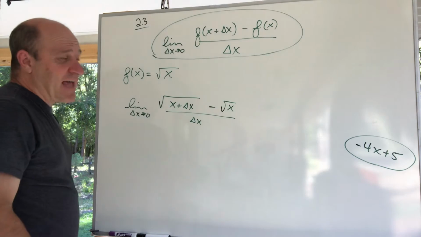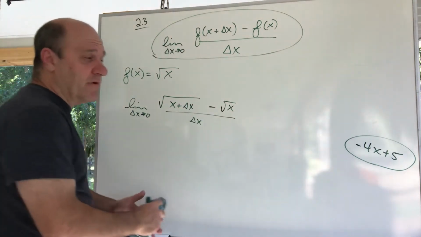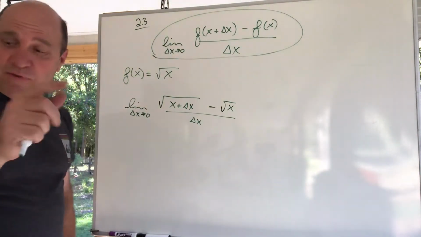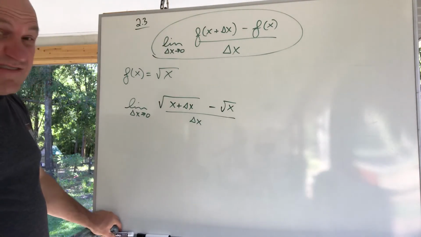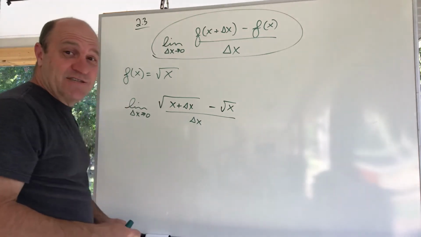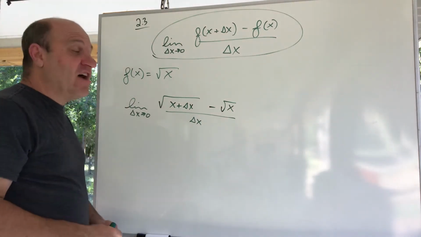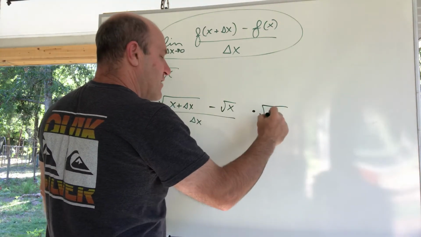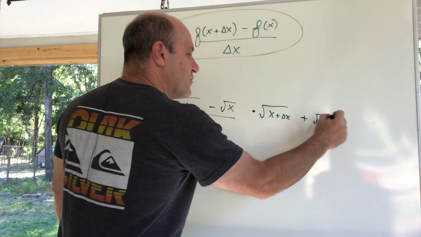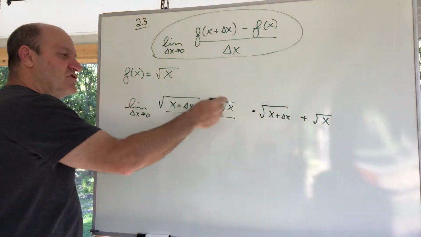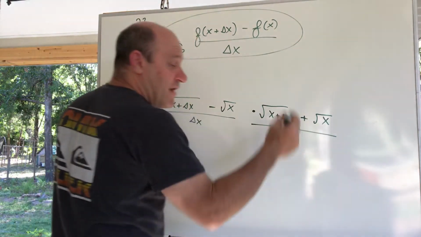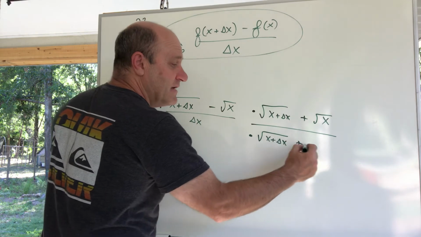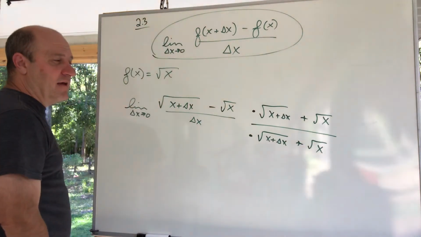Now we're presented with this challenge. There's nothing to FOIL out here. This is different. I'm not FOILing this one out. I do have these nasty square roots here, and we did a problem before where the algebraic way to clean up these nasty square roots is to multiply by the conjugate. So I'm going to multiply by the conjugate of this numerator. It's the square root of x plus delta x plus the square root of x. That's the conjugate of this two-term numerator here. Whatever I do in the numerator, I've got to do the same thing in the denominator to be legal.